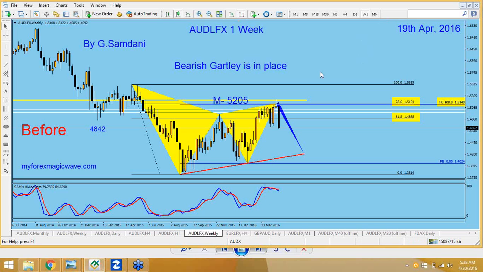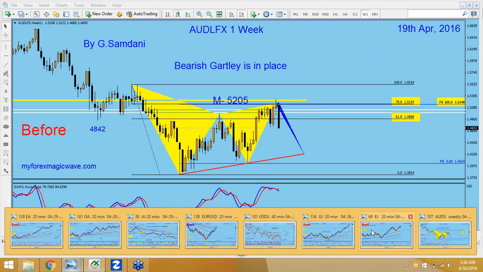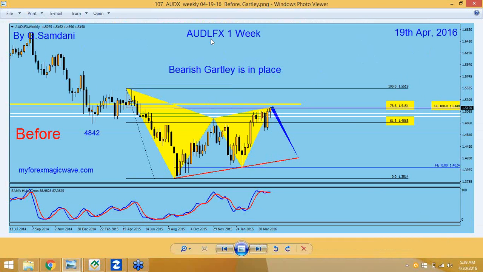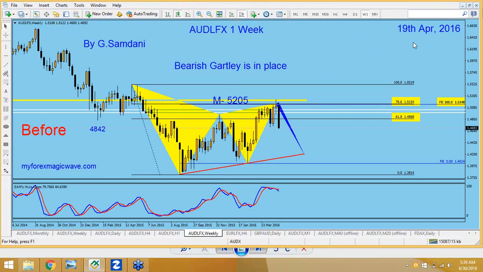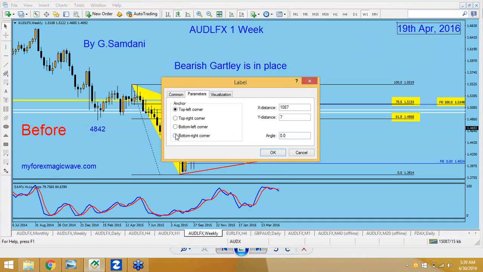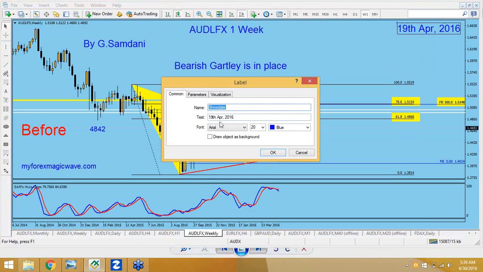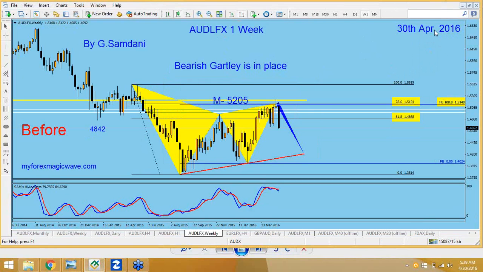I made this. Actually, this is the current chart. Let me see where's the old one. Well, this is the old one. Okay, Aussie index weekly chart, and this is what really happened to it. I need to change the date. Today's date is the 30th, right? 30th April. So on the 30th, this is what it looks like. So this is what happened to it.